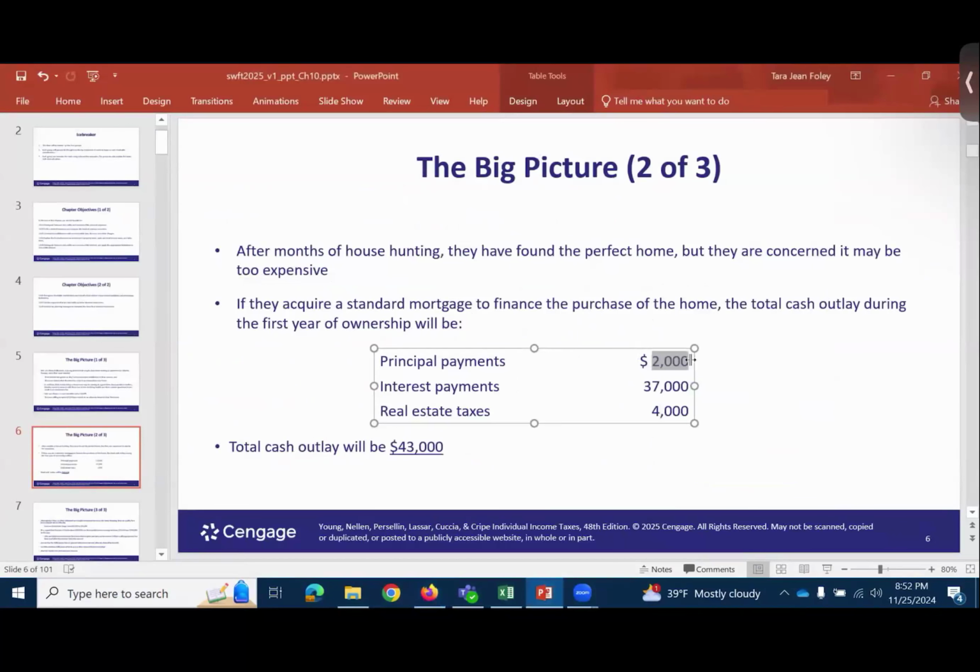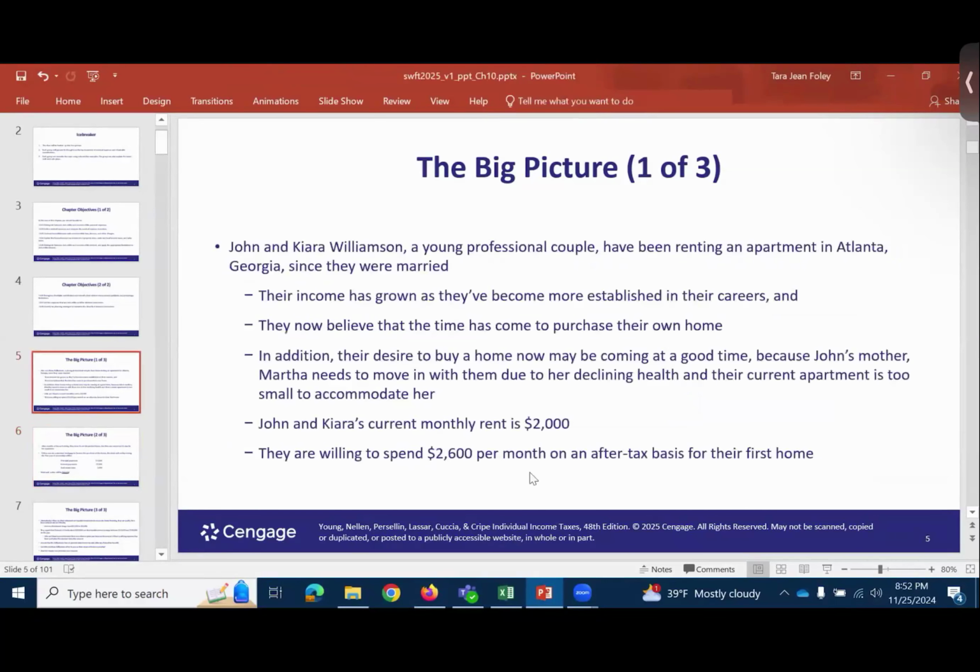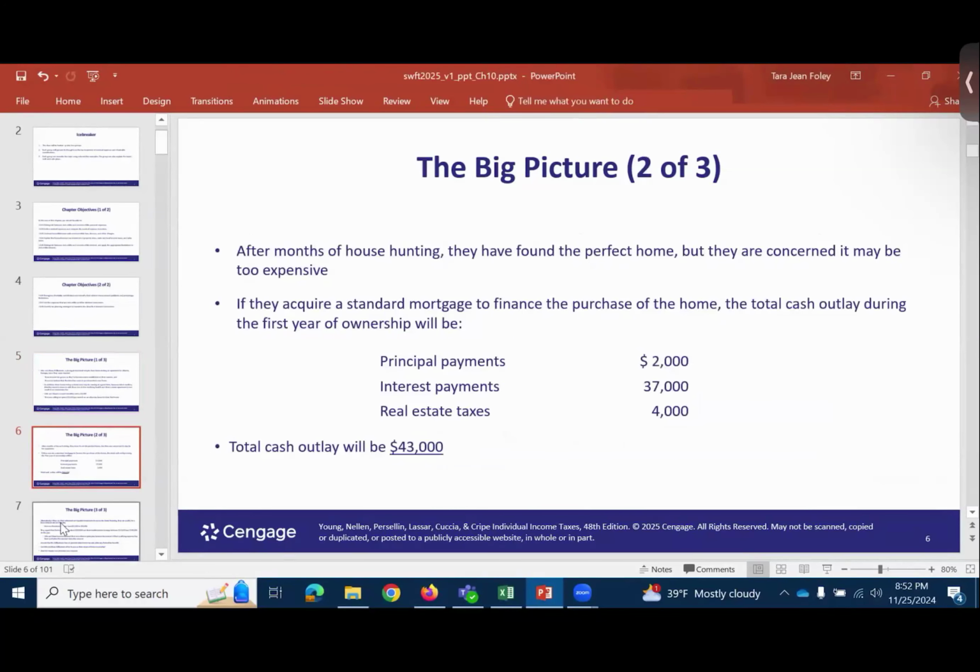The principal is paying back the loan. That's not something you can take. So that's what they would have, $43,000 a year. Now, $43,000 a year divided by 12 is $3,583. So that might be a little bit more than what they're willing to pay, which is the $2,600. So let's see where they go.